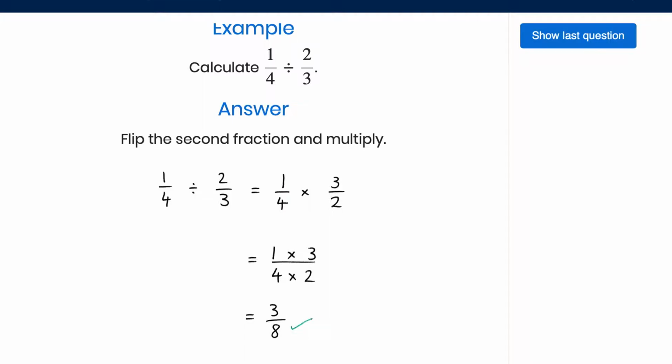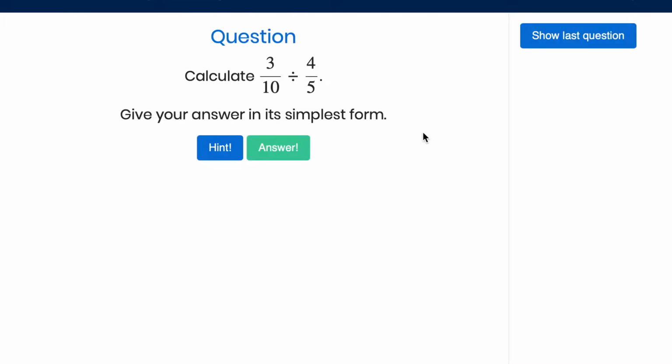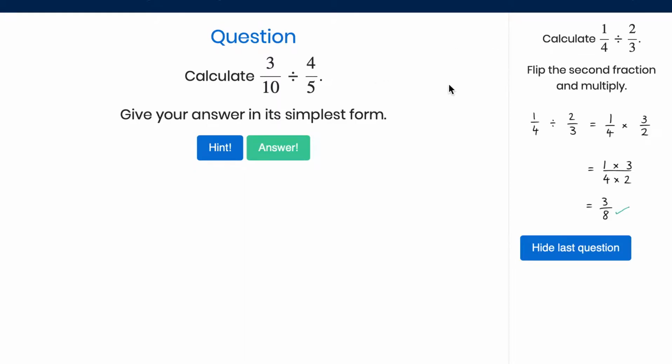Right, now it is your turn. Here is another example. Calculate 3/10 divided by 4/5. Give your answer in its simplest form. Follow the method from the last question shown here on the right hand side. Pause the video and have a go.